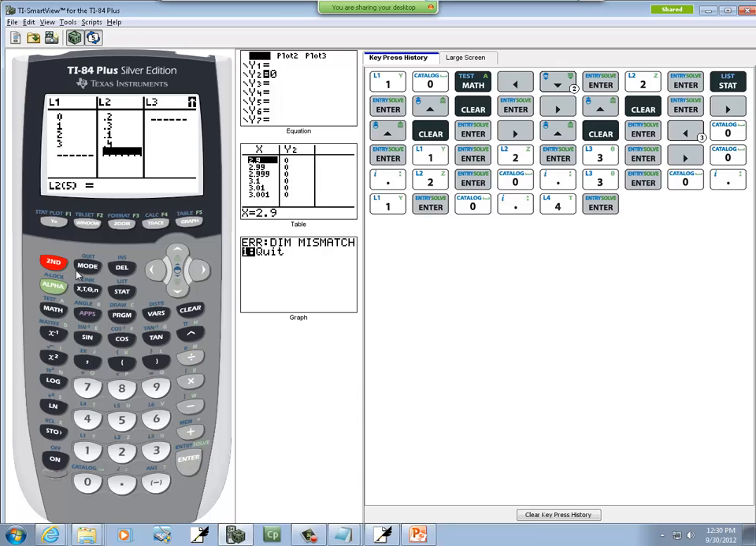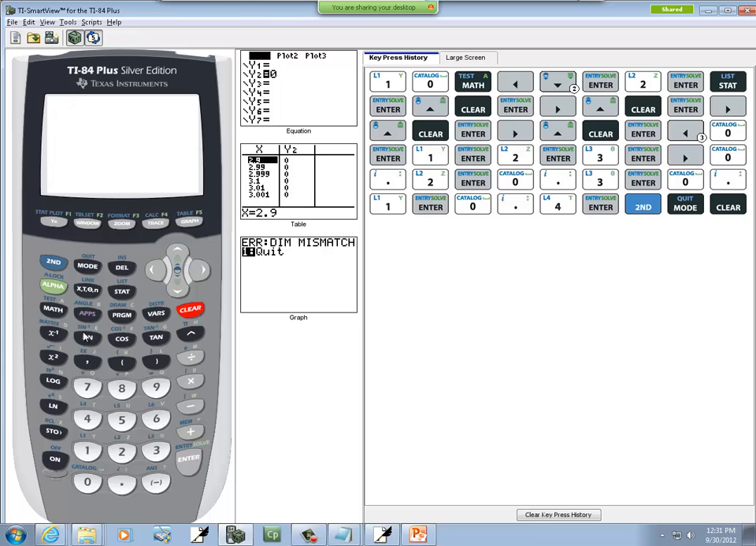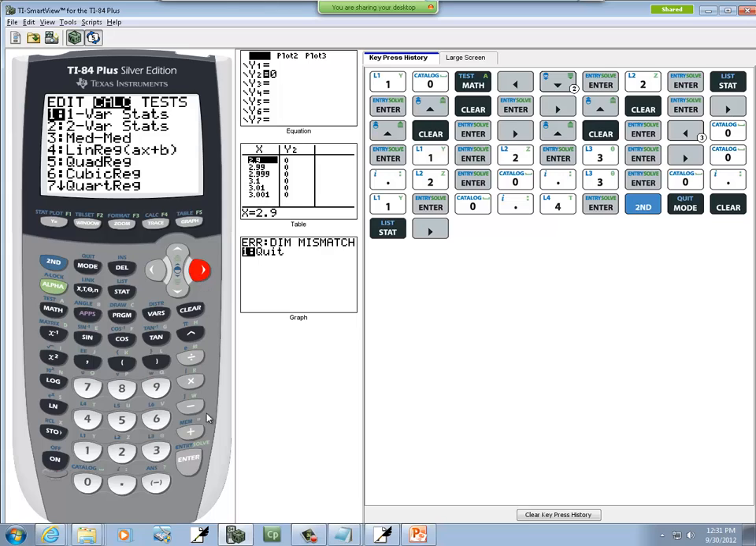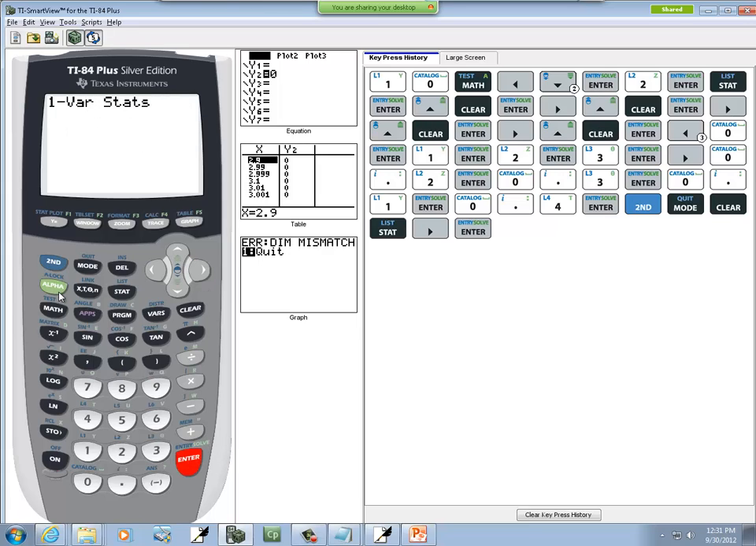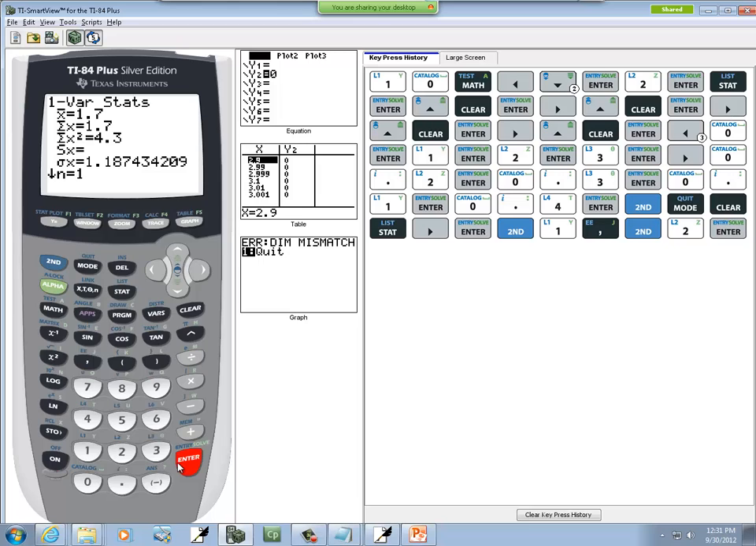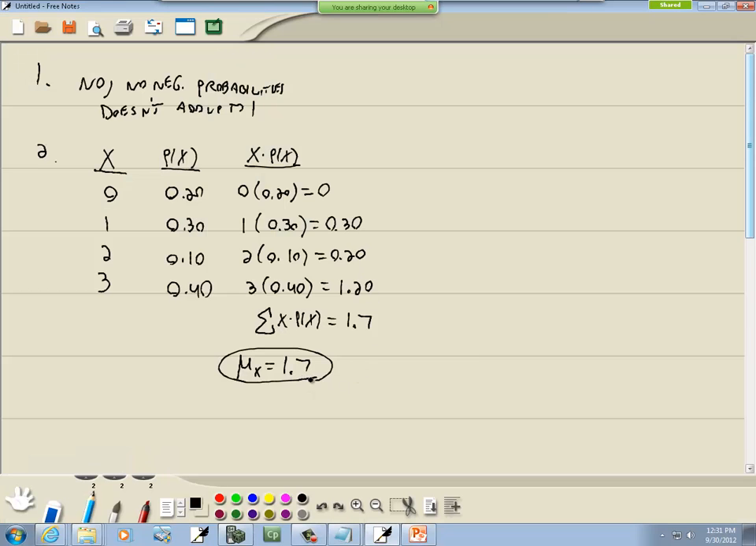And we'll exit out, so do second mode. And we'll press stat, right arrow to calc, and choose one-variable stats. And I do second 1, comma, second 2. Enter. And you see the x bar there? Well, that's our 1.7. So that's how you do it on the calculator.